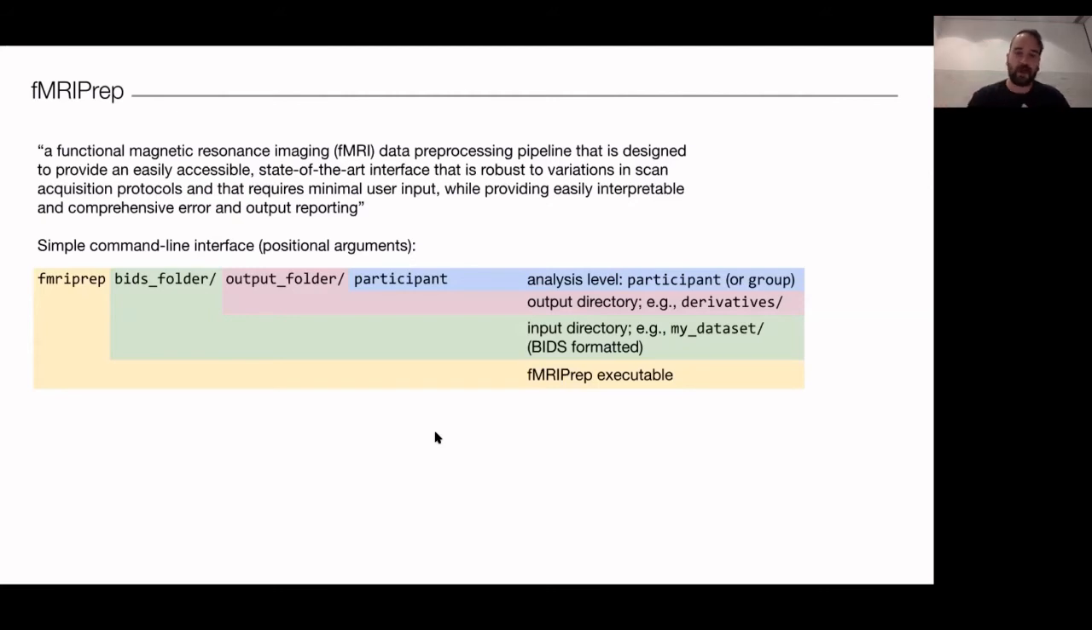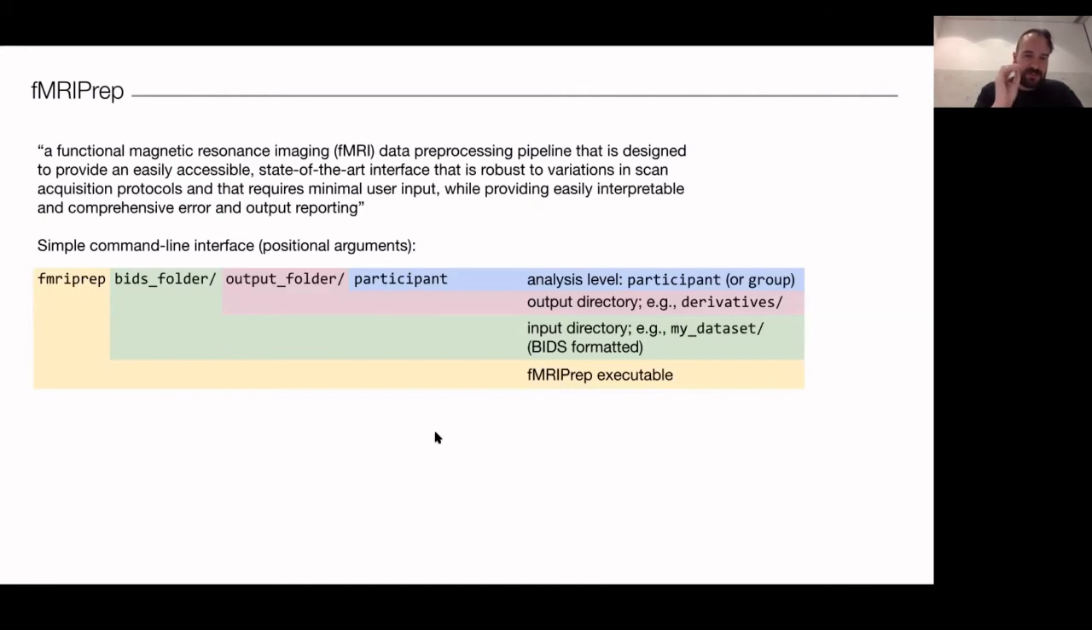principal component time series from your CSF and white matter and so forth, global signal, motion outliers. And so it gives you a giant table that has all of these confound variables in it, so that when you go on to your GLM or you're doing resting state or something like that, you have this whole list of possible confound regressors that you can choose from to try to regress out or model in your data. And then in addition to that, it provides the actual data themselves in whatever output space or spaces that you specified. Okay, so what is the simplest kind of fMRIPrep command look like?